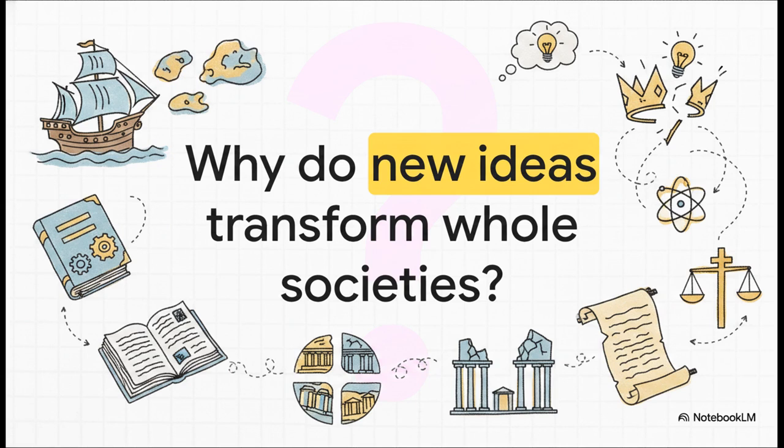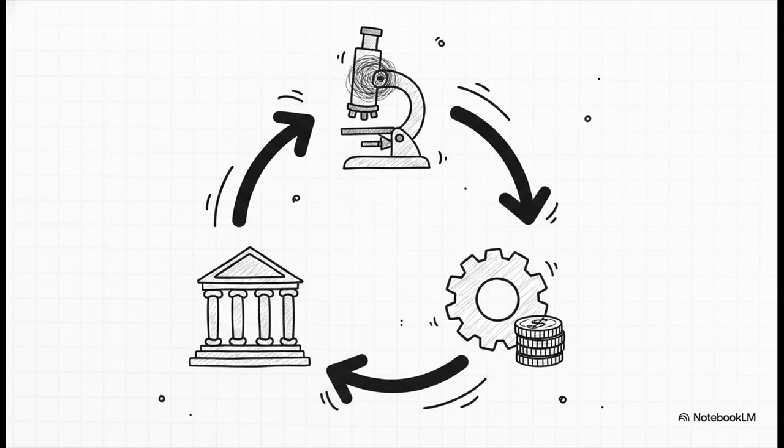An idea is totally invisible. It's just a thought rattling around in someone's head. Yet, in this unit, you'll see firsthand how invisible ideas about science, human rights, and religion completely dismantled old empires and built new ones. So, the defining feature of this whole era is rapid global change, fueled heavily by these new scientific, political, and economic ideas.